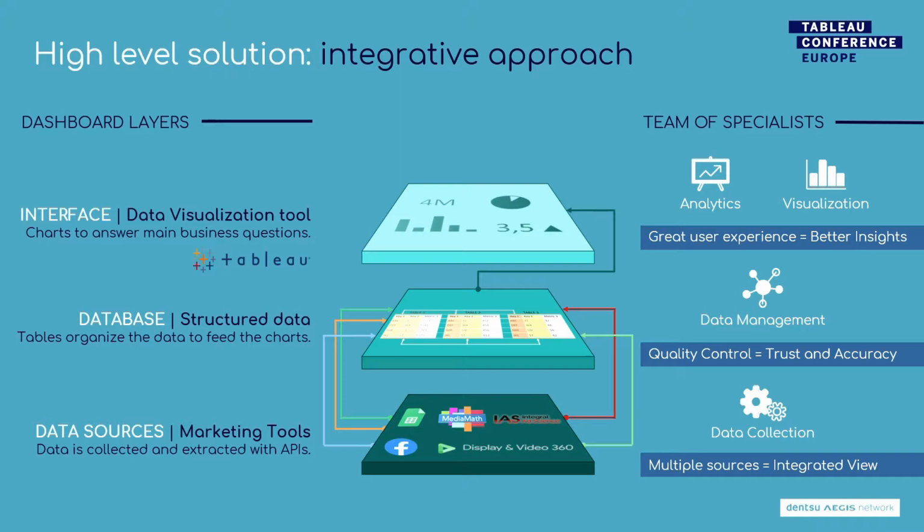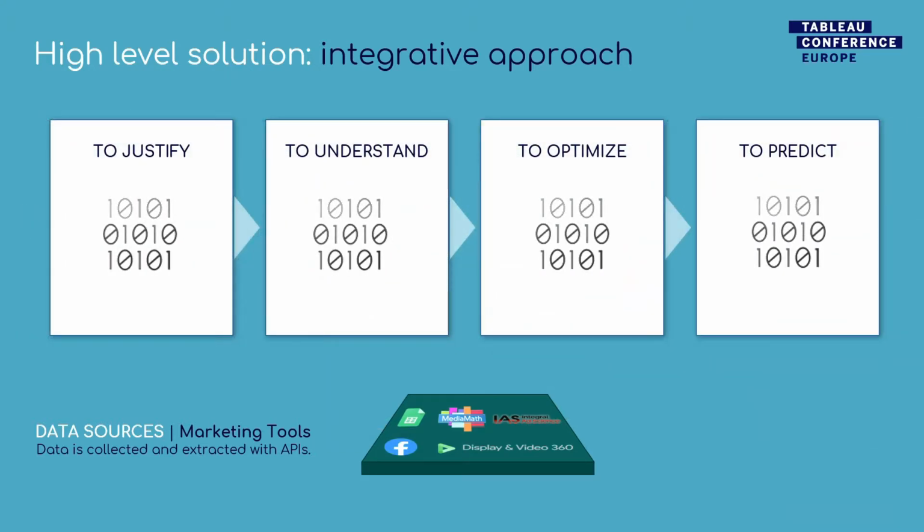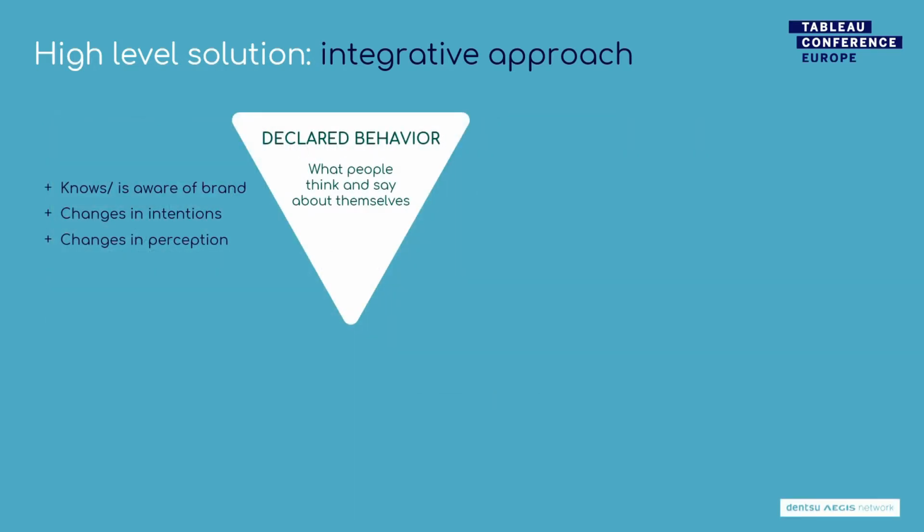So we have this layered approach. It's important for you to understand why we had this integrative approach, because it was also in the sense that we had lots of data sources. To do all of these things that Lisette explained, to justify, to optimize, to understand, and to predict, that meant that we had lots and lots of data. And we also had to have an integrative approach on the data that we were dealing with.